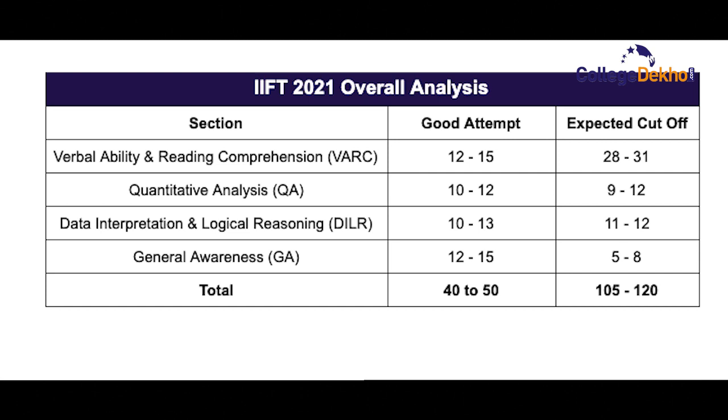Overall, candidates can consider an attempt of around 40 to 50 questions in this year's exam as a good attempt, depending on their accuracy. The overall cutoff for general category candidates in IIFT 2021 is expected to fall within the 105 to 120 mark range. Candidates who appeared for IIFT 2021 must now begin preparing for the selection rounds. We wish you all the best for the further selection process.